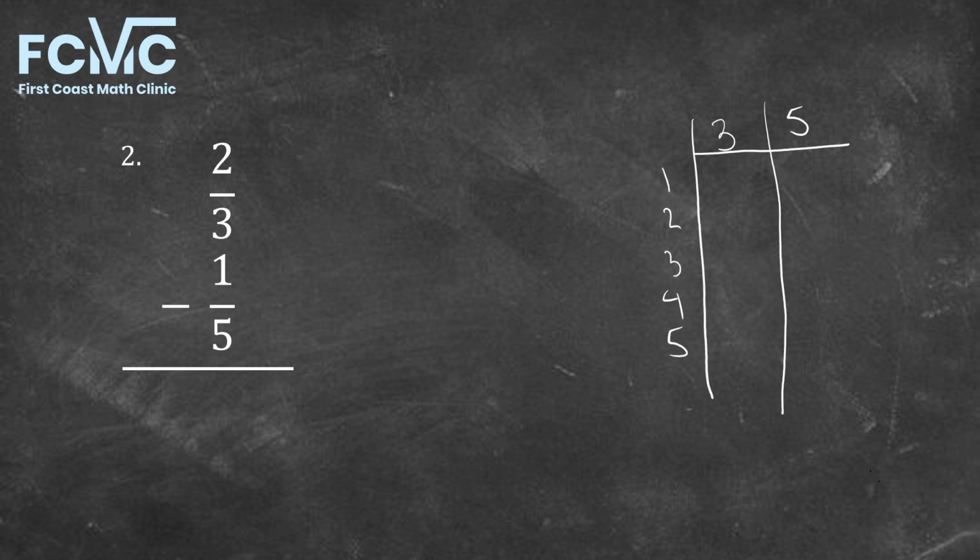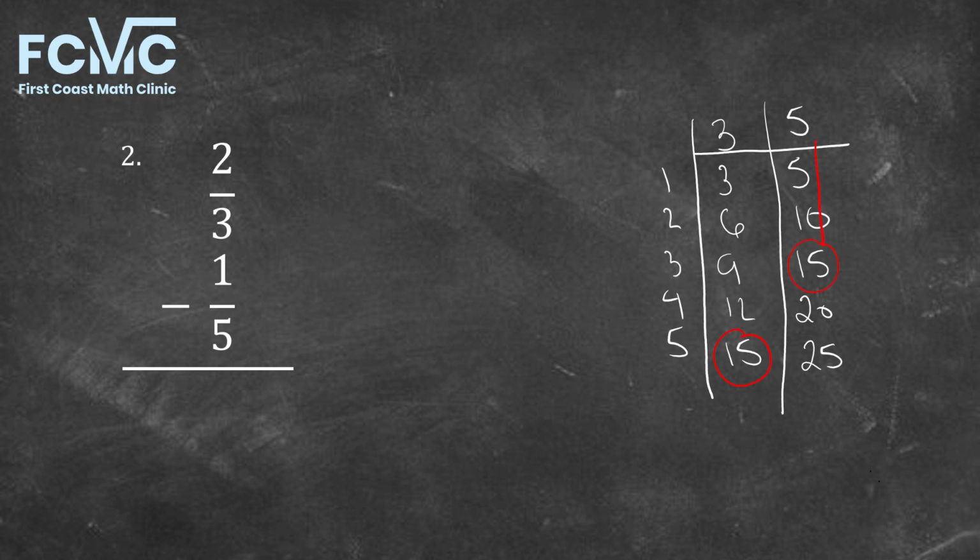And let's multiply 3 by 1 through 5. So we'll get 3, 6, 9, 12, 15. Let's multiply 5. We'll get 5, 10, 15, 20, 25. Well, what's the smallest number they have in common? Smallest number is going to be 15 and 15.